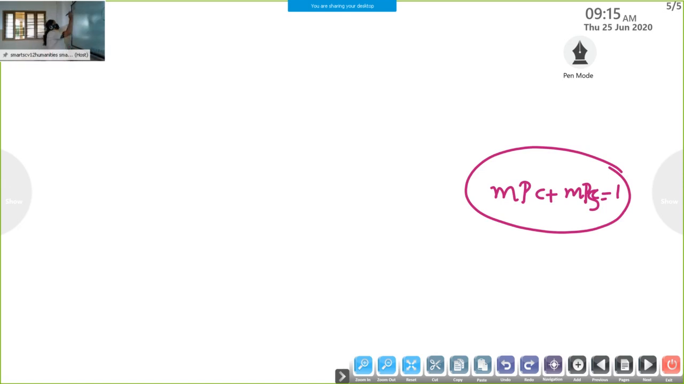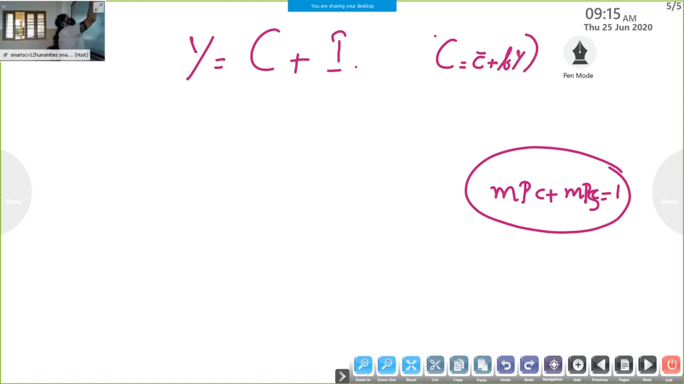So I am taking the equilibrium level Y is equal to C plus I. From this formula we can derive the investment multiplier. Very easy, just listen carefully. First step, we substitute the consumption function. We know the consumption equation: C is equal to C dash plus BY. I am substituting this equation here.